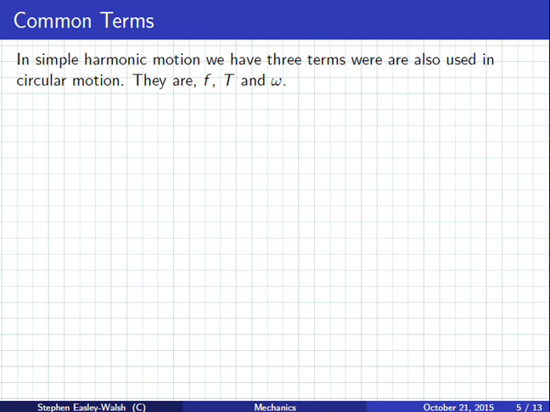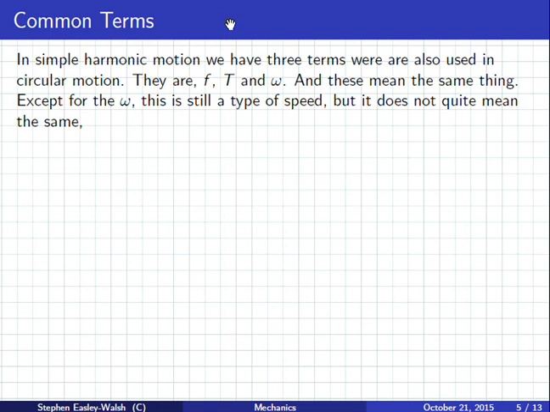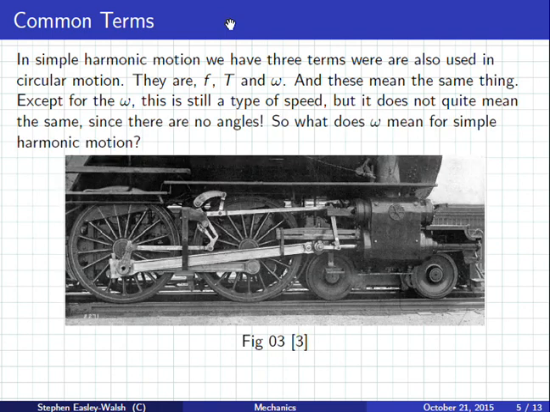Let me show you. I have a picture here to help you. It's the train. If you look here at the front, the piston is going back and forth, back and forth. That's simple harmonic motion. And then what's happening with the wheel? The wheel is turning. That's circular motion.